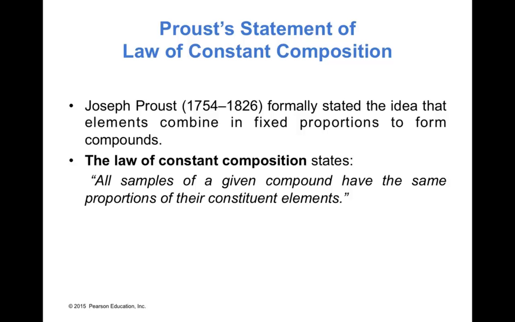Okay, so that's the proportion, 1 to 1 in the case of HCl, and 2 to 1 in the case of water, 2 hydrogen and 1 oxygen. So that's basically the law of constant composition. All samples of a given compound are always going to have the same proportion of their constituent elements.